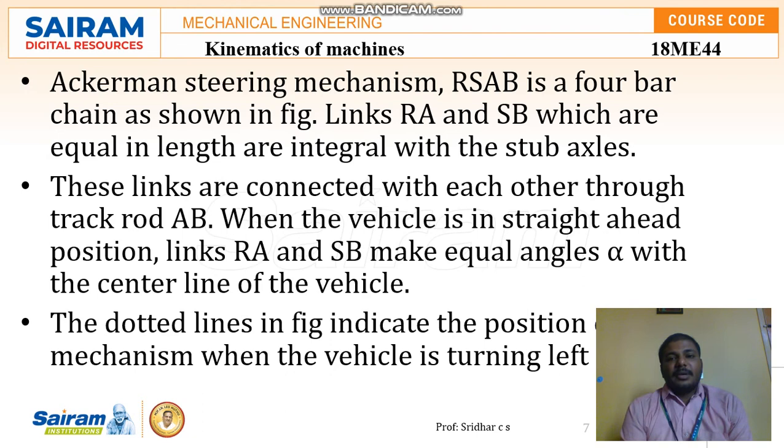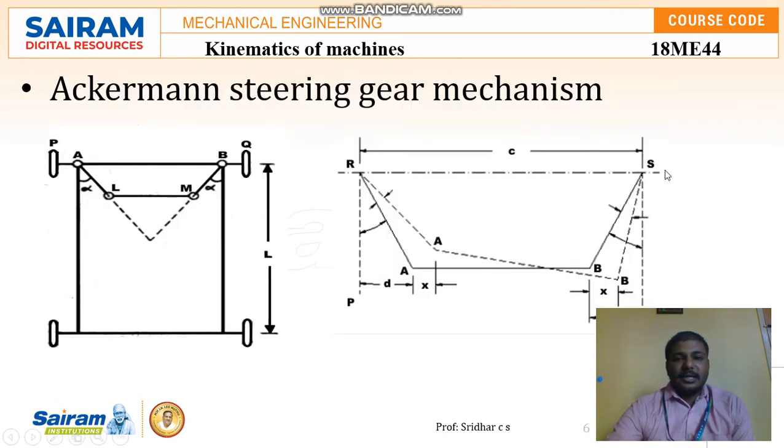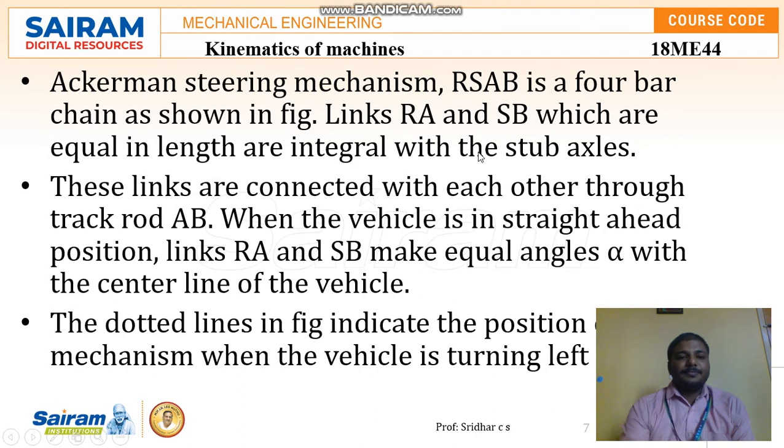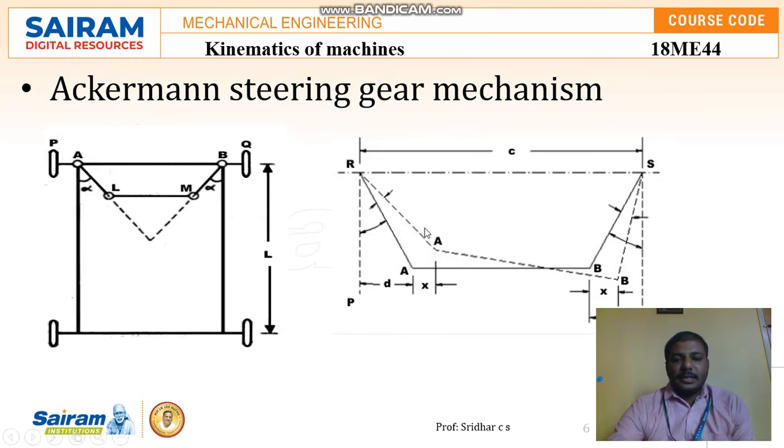In the Ackermann steering mechanism, RS and AB form a 4-bar chain. Normally, for any mechanism we mainly use a 4-bar mechanism, where the links RA and SB have equal length with the stub axles. These links are connected with each other through the track rod. This link we call the track rod, and RA and SB are connected with the track rod AB.